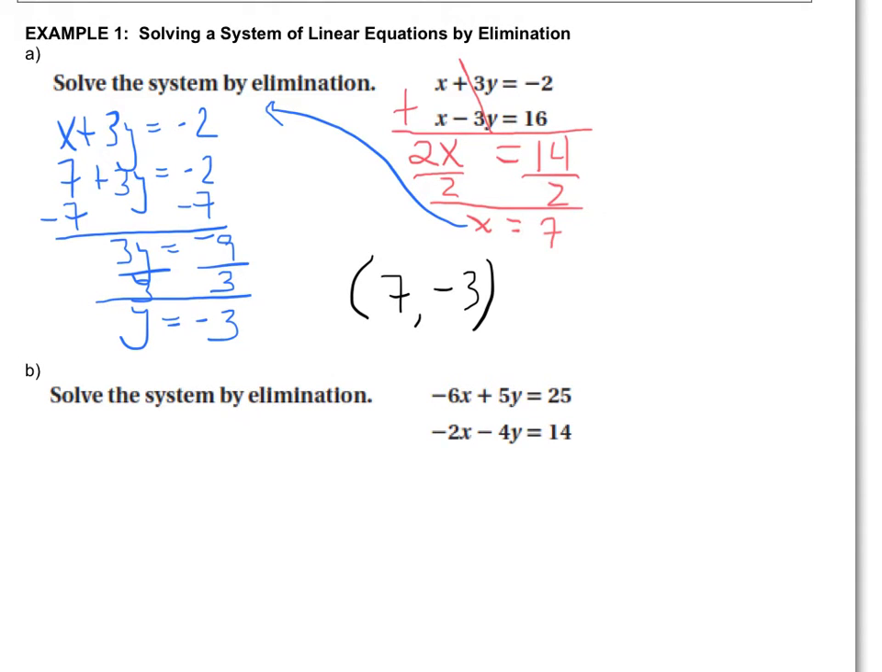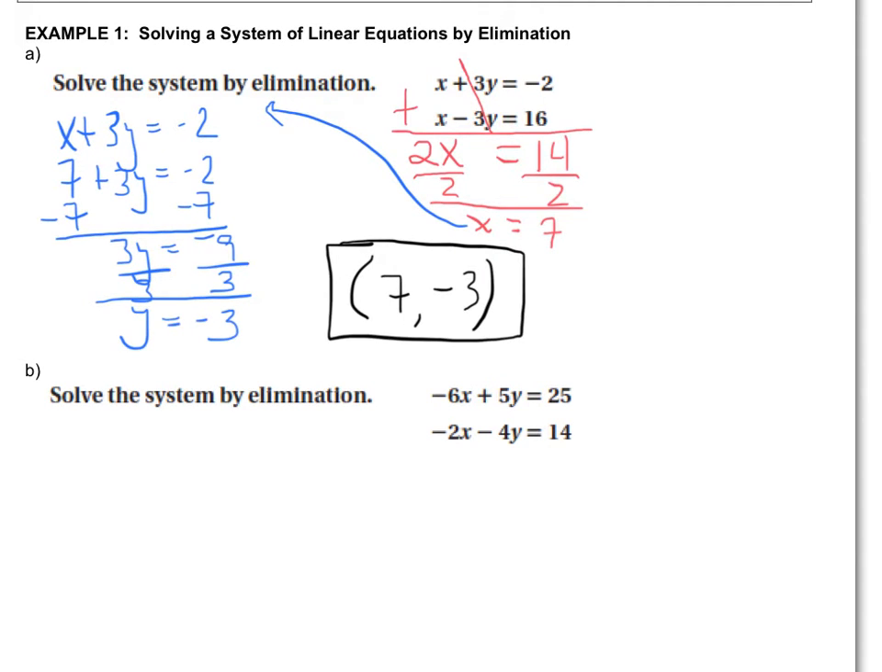I'm not going to show the check. You can certainly do the check to verify 7, negative 3. The other part of this is to keep yourselves neat so that you can see your two answers, and then when you come back to put it together, the x obviously goes first, followed by the negative 3. So our solution is 7, negative 3.